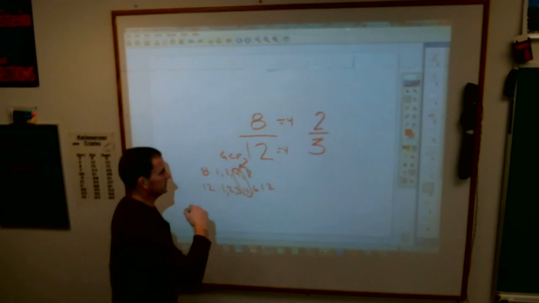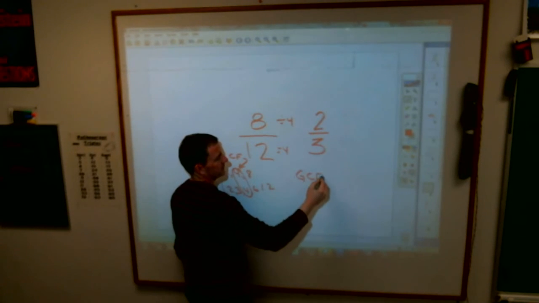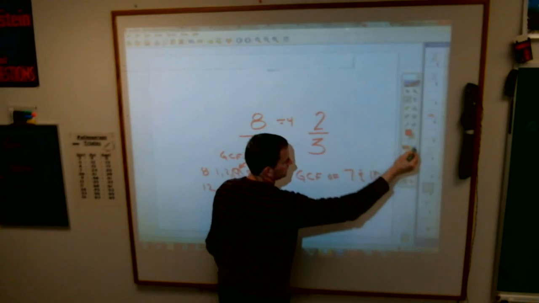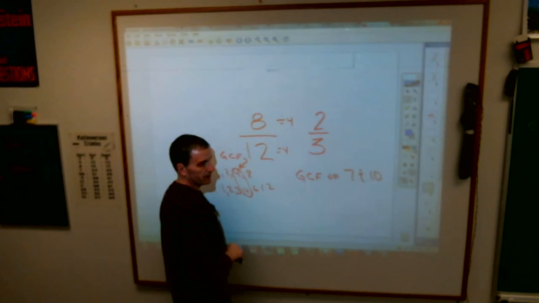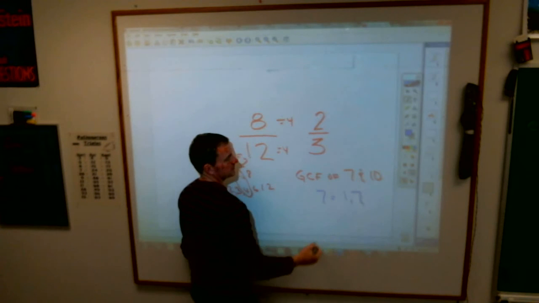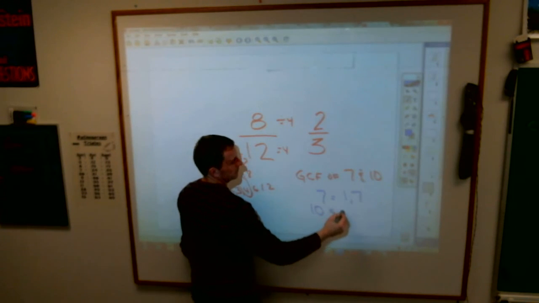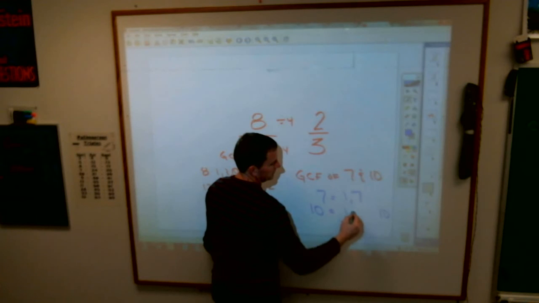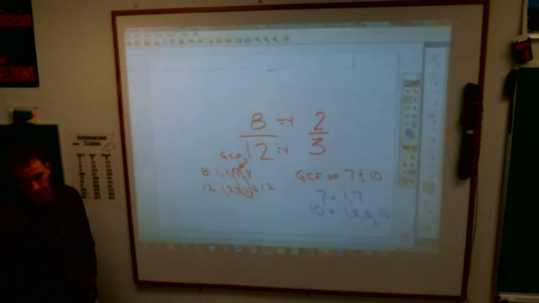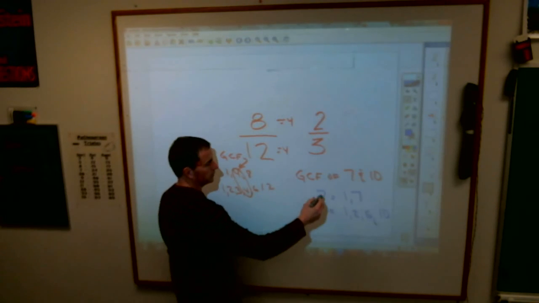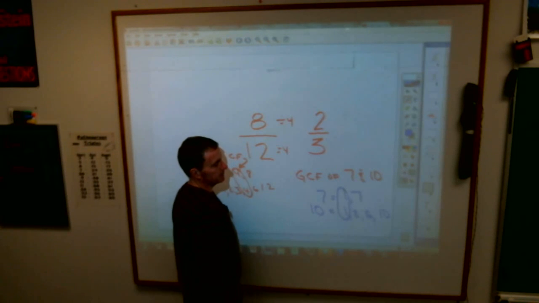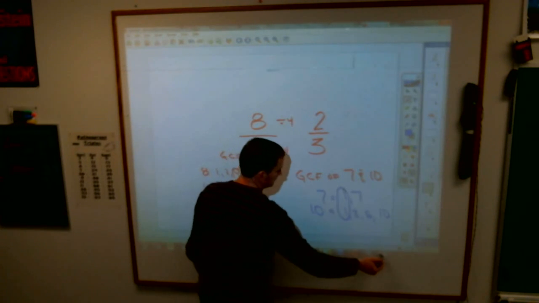How about this one? What's the greatest common factor of 7 and 10? Factors of 7 are 1 and 7, right? Factors of 10 are 1 and 10, 2 and 5. What is their greatest common factor? Yeah, 1. Unfortunately, it's 1. All numbers have a common factor of 1. Sometimes that's the biggest one. Not always.